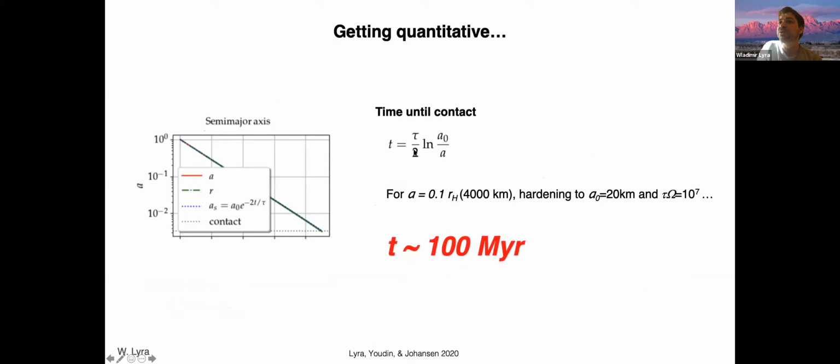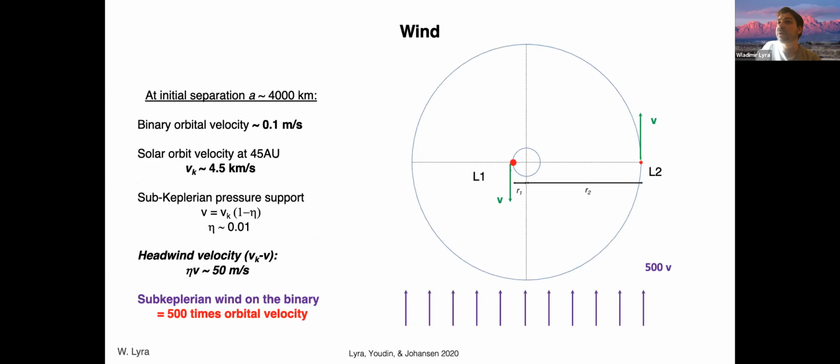However, just due to drag alone, the time to contact would still be very high, 100 million years, because the Stokes number of these objects, like 10 kilometer size, is still very, very high. You're talking about a Stokes number of 10^7. So it would take a long time for it to come into contact. You need something else. So this something else could be first the wind, right?